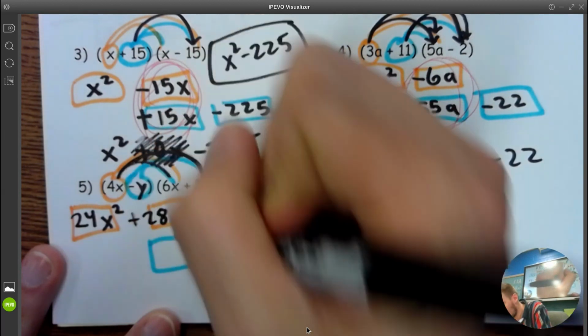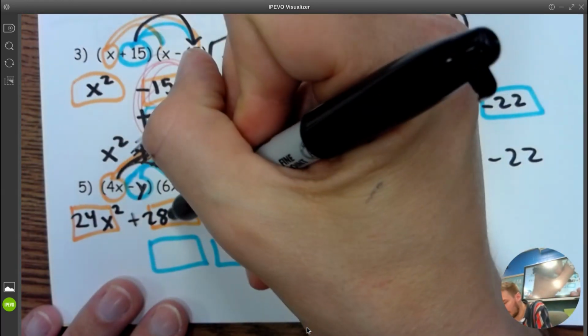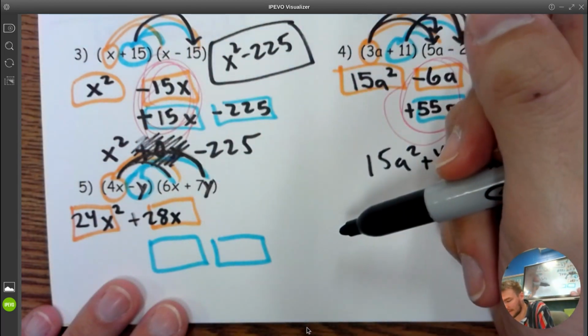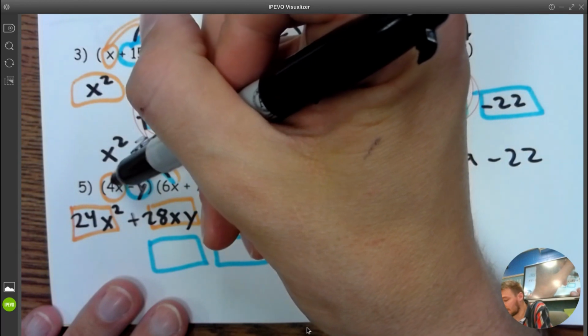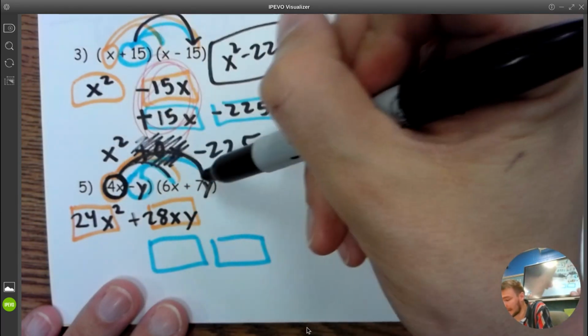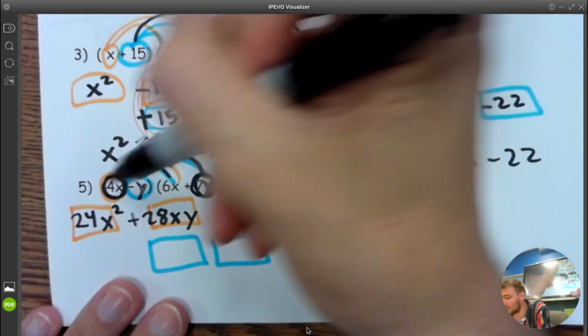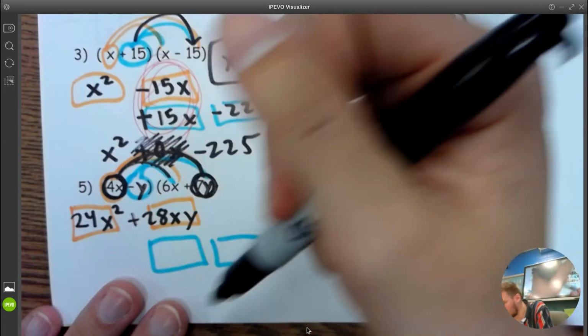28. How many x's do we have? 1. And how many y's do we have? 1. Why? Because look, we're multiplying 4x and 7y. So we got 28, 1x, 1y. Now let's do the next one.